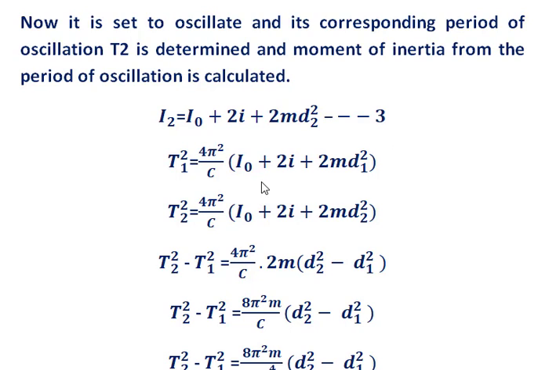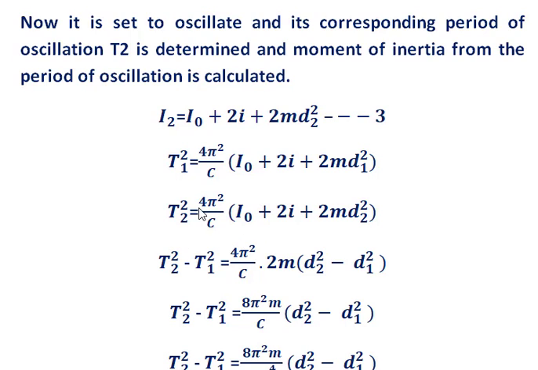On squaring, we already know that T1 square is equal to 4π square I by C. So the value of I is substituted here. T1 square is equal to 4π square by C into (I0 plus 2I plus 2m d1 square). Similarly, the period of oscillation for the second position, T2 square, is equal to 4π square by C into (I0 plus 2I plus 2m d2 square).